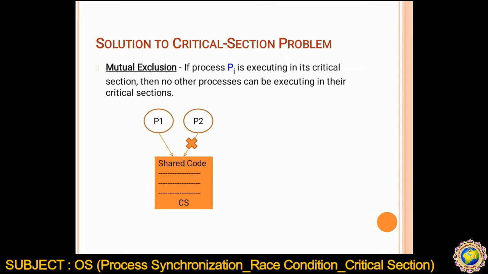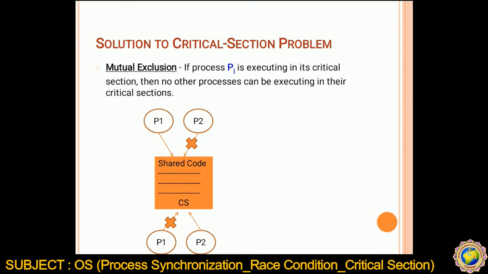Why? Because of mutual exclusion. That means only one process can execute or use the shared variables at the same time. Same for example, P2 is in the critical section, and at that time P1 wants to execute its code, then it is not allowed. So in short, mutual exclusion means at the same time only one process can execute its code in the critical section.